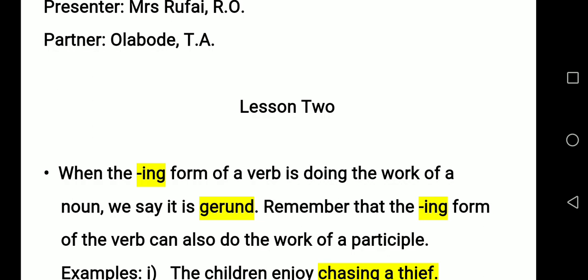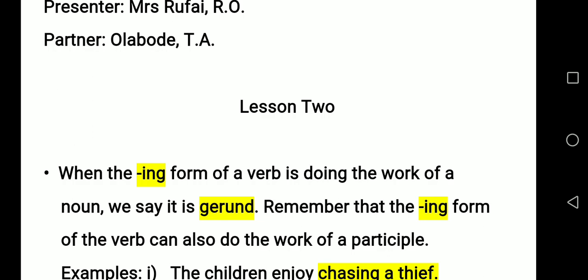Look at these sentences on pages 161 and 162 of your JS2 textbook. The children enjoy chasing a thief. Swimming is an enjoyable sport. Getting into the hall was very difficult. Now let's analyze these sentences.